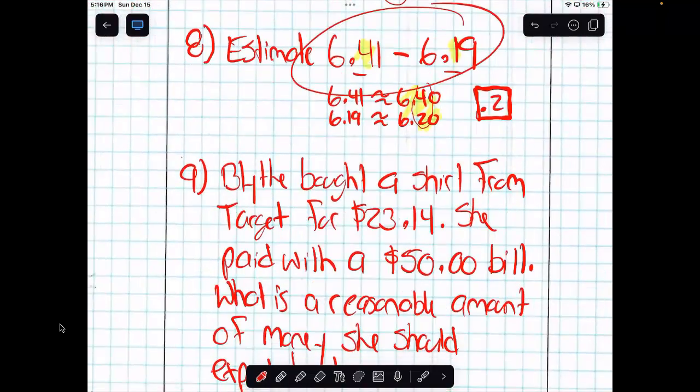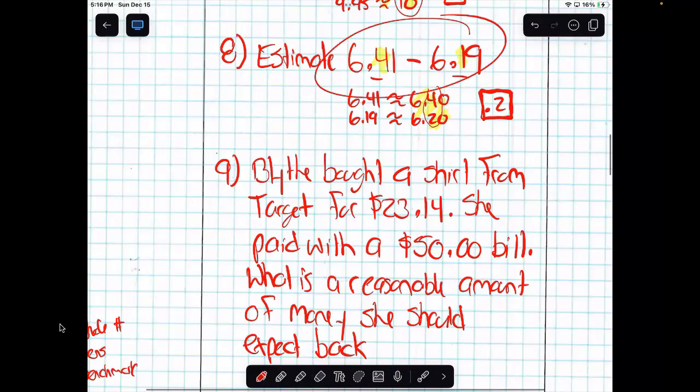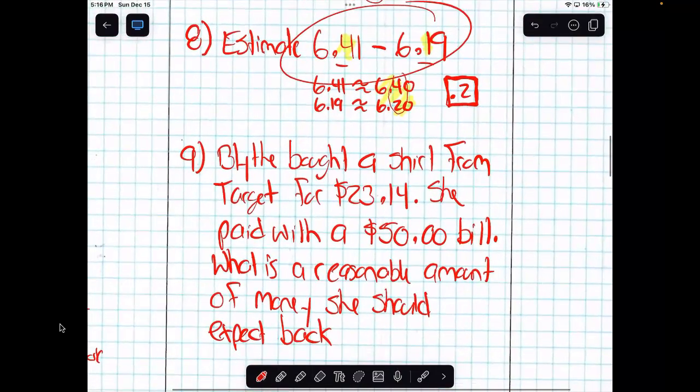Last thing, you're going to write this problem down. Blythe bought a shirt from Target for $23.14. Again, pause me if I'm going too fast, but you do need to write this problem down. Blythe bought a shirt from Target for $23.14. She paid with a $50 bill. What is a reasonable amount of money she should expect back? So in other words, what is the change that she should be getting back?